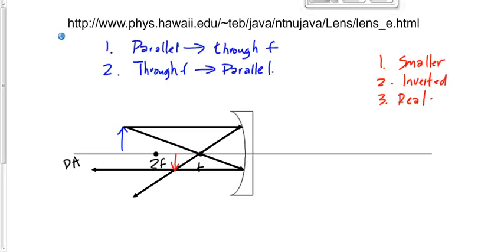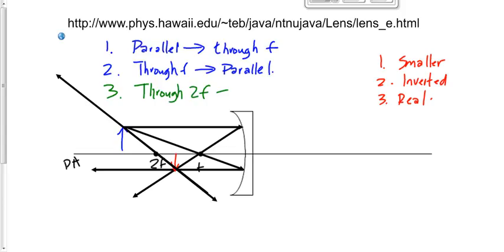Okay, if we draw the third ray from the top of the object down through 2F, let's assume that it hits the mirror, it's going to bounce back right through 2F, like this. Where does it intersect? Exactly the same spot, right? So that third ray is going to go through 2F, and then it's going to go back through 2F.